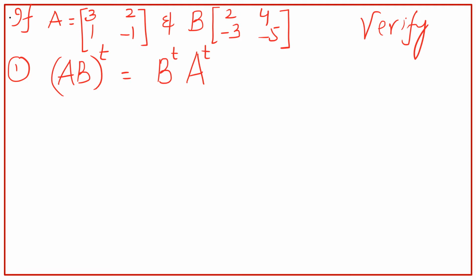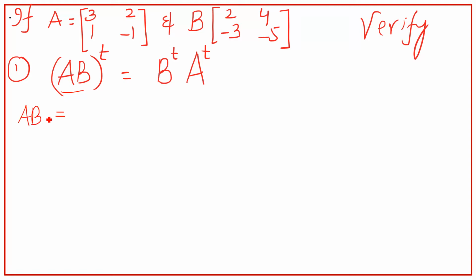So this question is, if A is equal to this matrix, B is equal to this, you have to verify that (AB) whole transpose is equal to B transpose A transpose. First, we will prove left hand side and then right hand side. So left hand side we have (AB) transpose, right? So first we will solve A and B only, right?